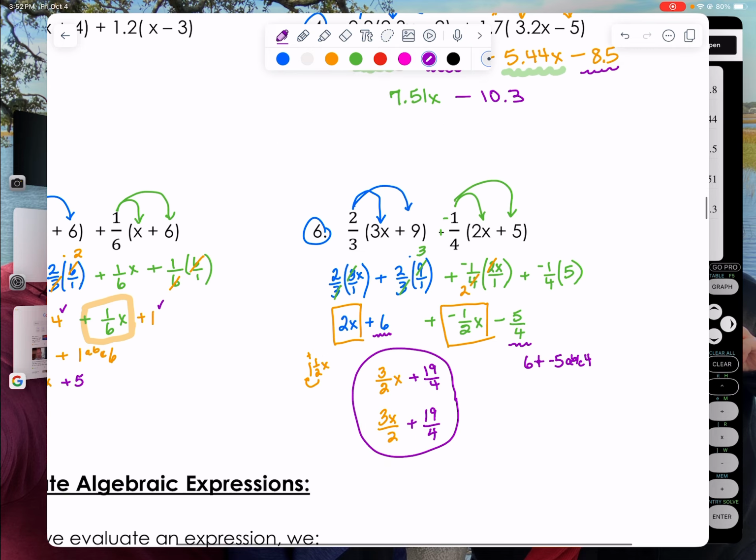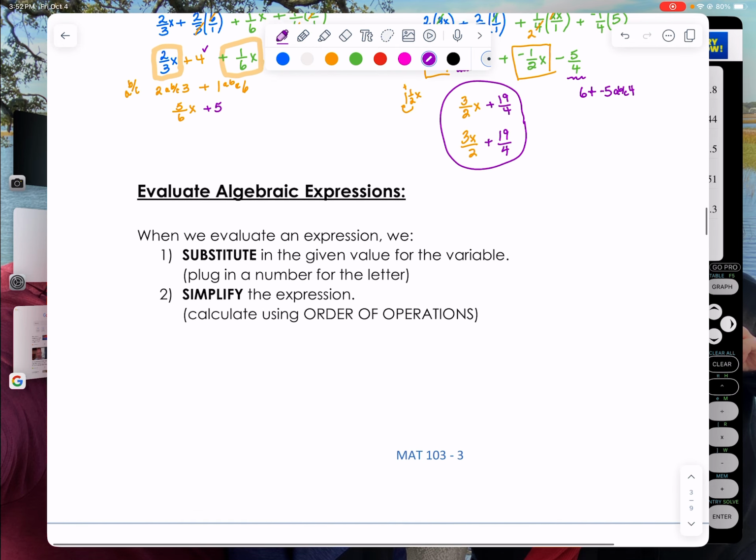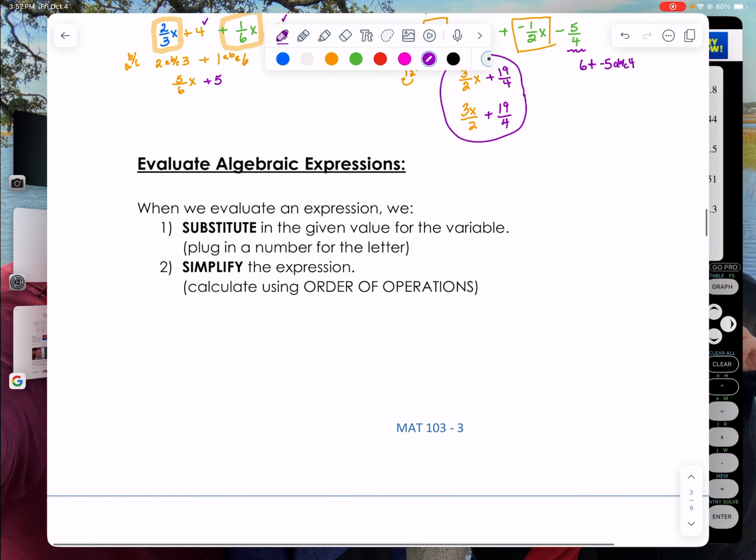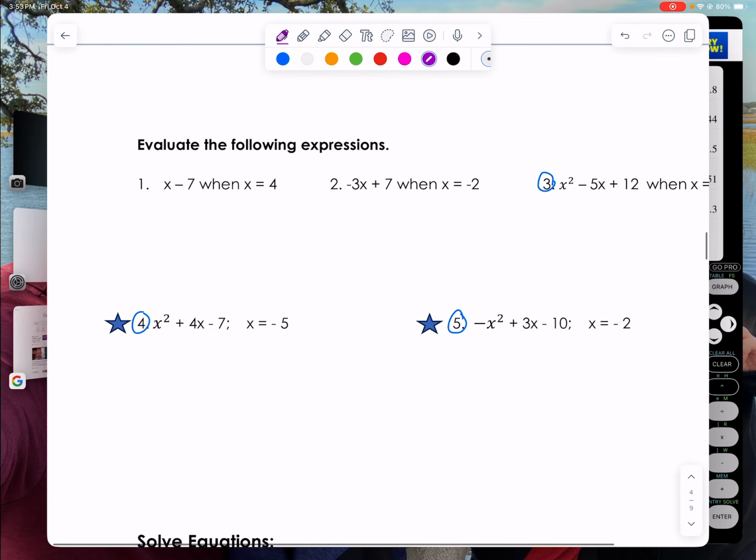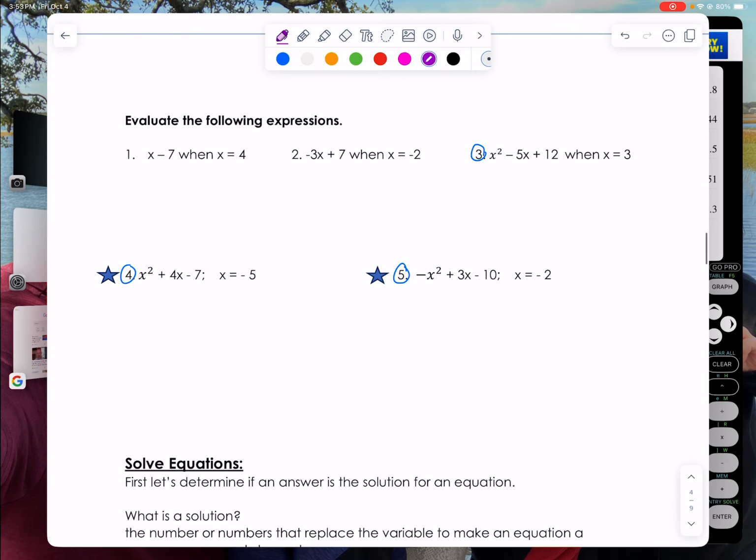All right. So now we are going to just evaluate some expressions. So we're going to substitute and simplify. Those are fancy words for plug and chug. I'm going to plug a number in, and then I'm going to simplify it. I'm not going to work all of these. I'm going to work the ones that are the hardest, okay?